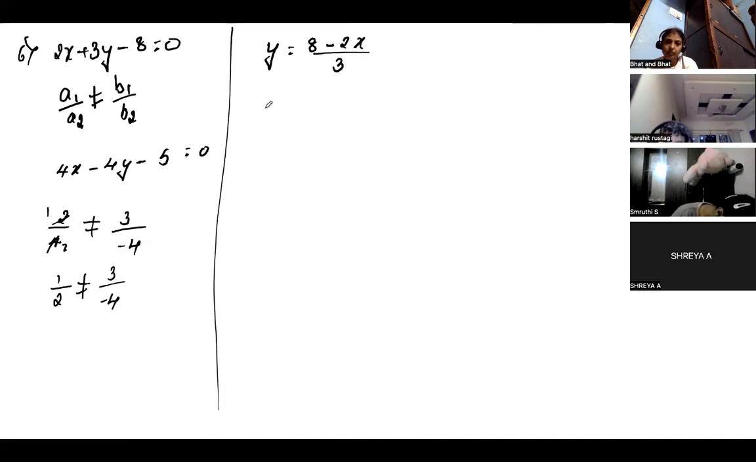Okay. And the second equation is? y equal to 5 minus 4x upon 4. It's correct. Okay, now you're not getting the value for x and y, correct? Yeah. Okay.